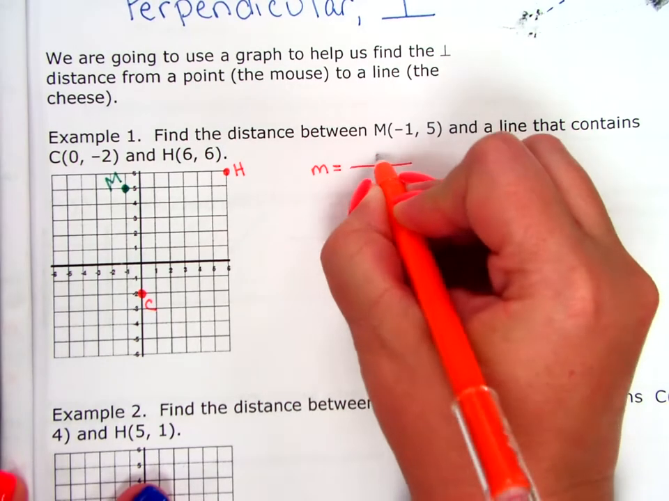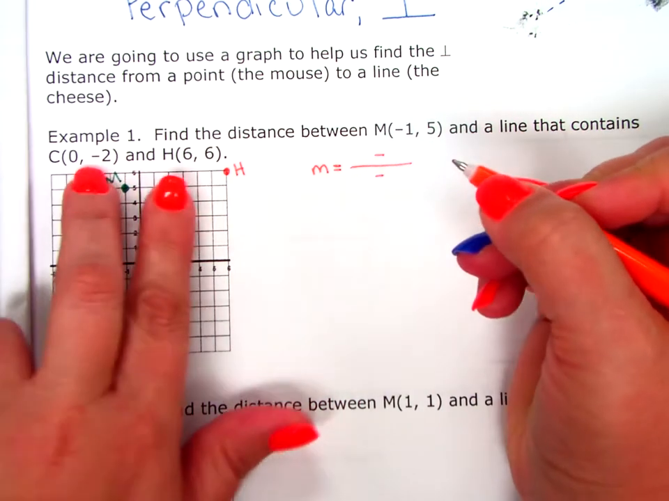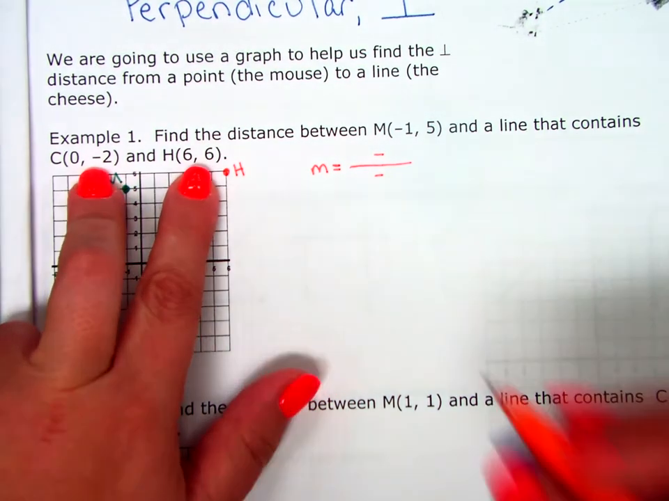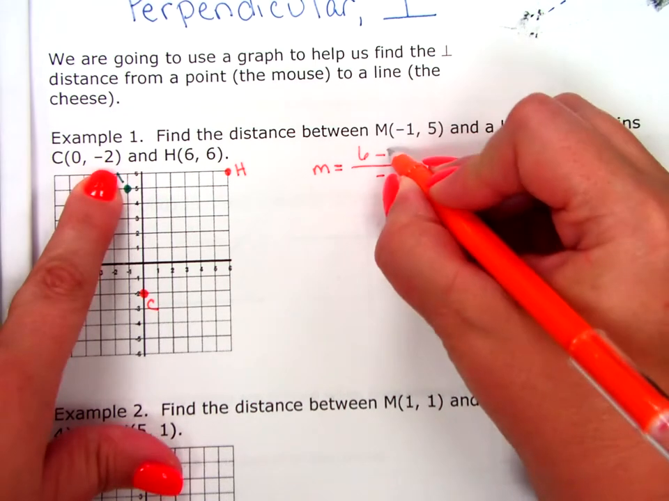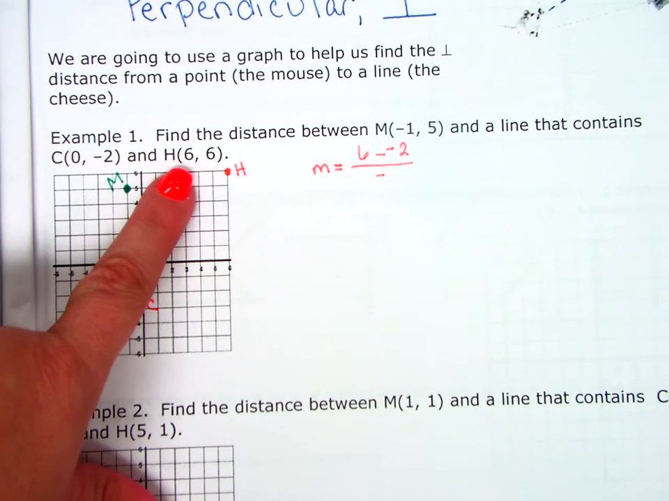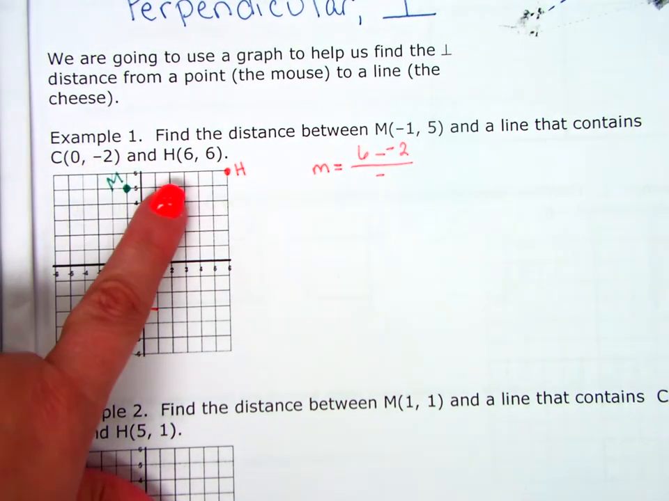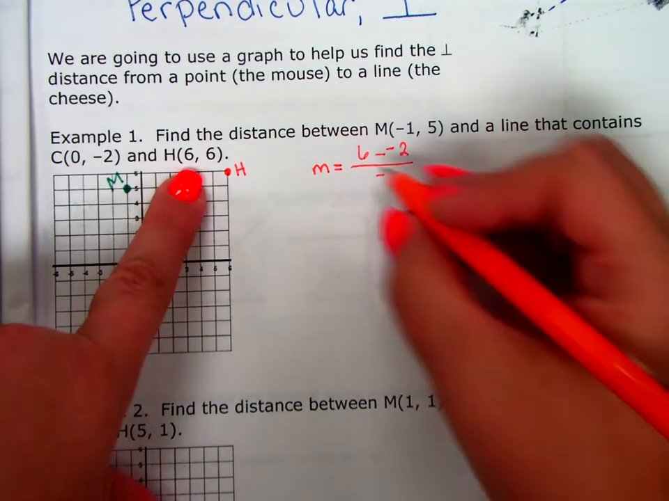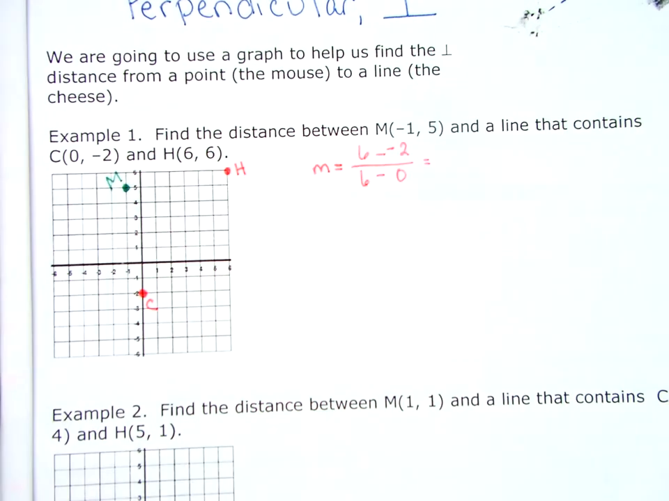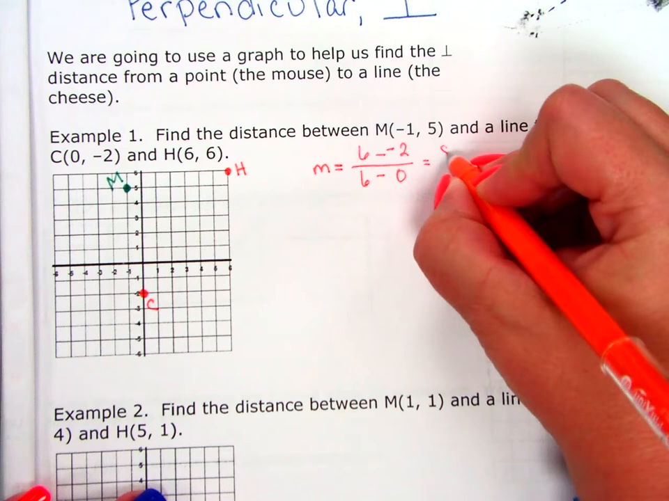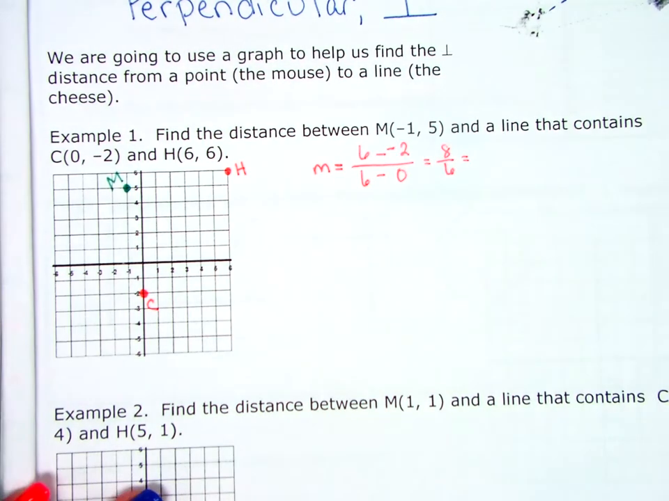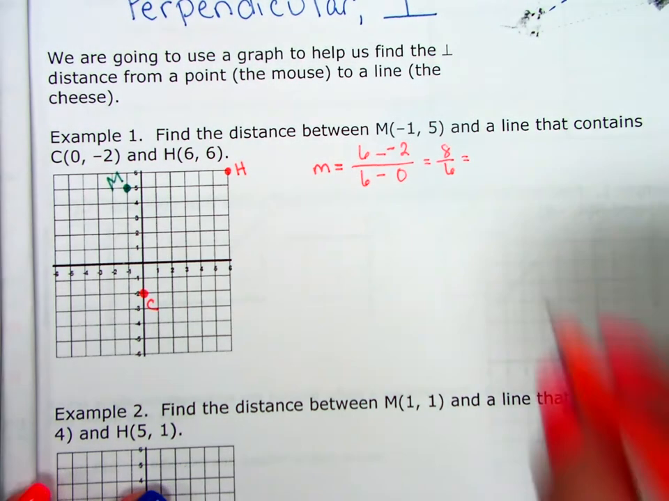So when I do that, I know I'm going to be subtracting my y's and subtracting my x's. Here are my 2 points. Which y is going to go first? 6 minus -2. So 6 minus a -2. And then, which x value has to go first? The 6. We're starting with the second point, and 0. So my slope is really 6 plus 2, which is 8. And then 6 minus 0 is 6. So 8 over 6 reduces to 4 over 3.